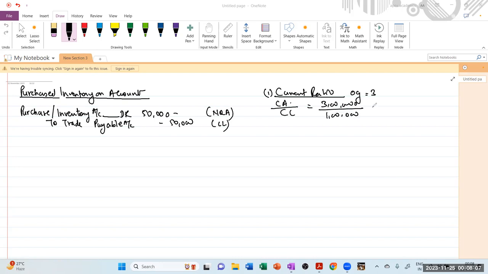Now what is happening? It is becoming 3 lakhs plus 50,000 upon 1 lakh plus 50,000. So it is 350 divided by 150. What is the answer? 2.33. So can I say there is a decrease? Next.